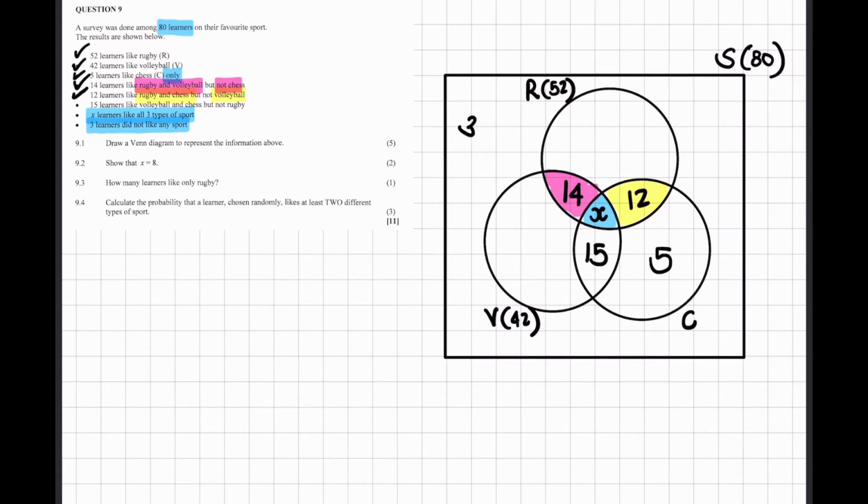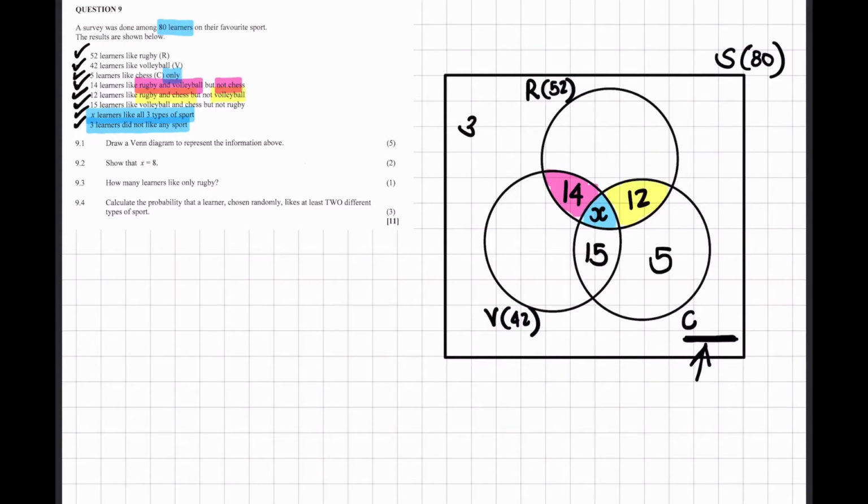Alright, so now we filled in all of our information that we were given, but you can see that our Venn diagram is not complete. Alright, so now in order to complete our Venn diagram, if we had this total number of learners whose favorite sport was chess, if we had this value, we would then be able to work with this circle in order to calculate x.